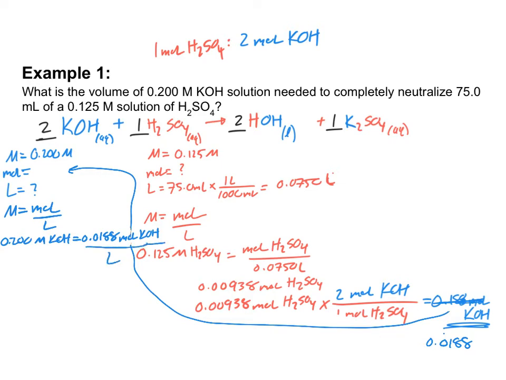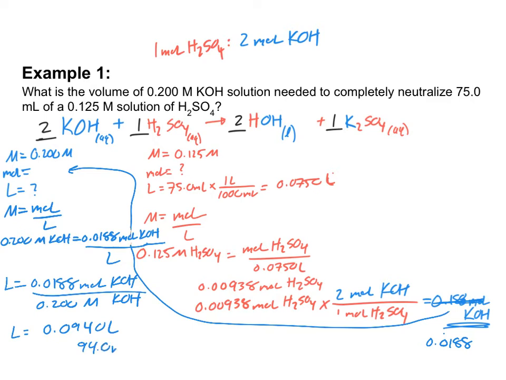And through the magic of some math, I can figure out the volume. So I'm going to take liters to the other side and divide by molarity. So liters is going to be equal to 0.0188 moles of KOH over 0.200 molar KOH. So 0.0188 divided by 0.2 gives me a volume in this case of 0.0940 liters or 94.0 milliliters.